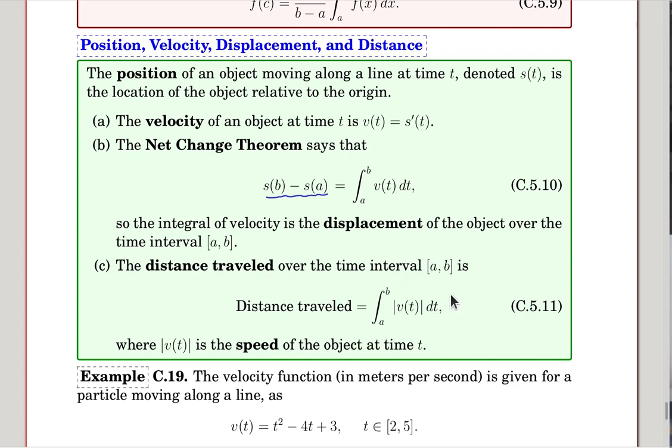And once you try to get distance traveled, then the absolute value of velocity must be integrated over time from a to b. If velocity is positive, then it's moving forward, but if it's negative, then it's moving backward. Displacement is from here to there. However, the total distance traveled is in the whole thing, so you have to integrate the absolute value of the velocity. Okay.